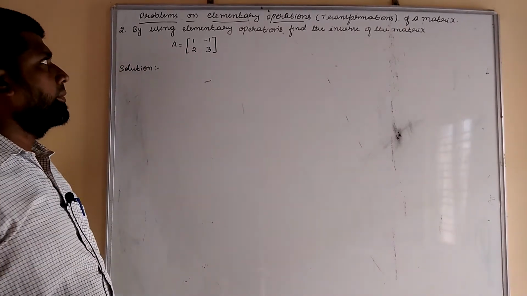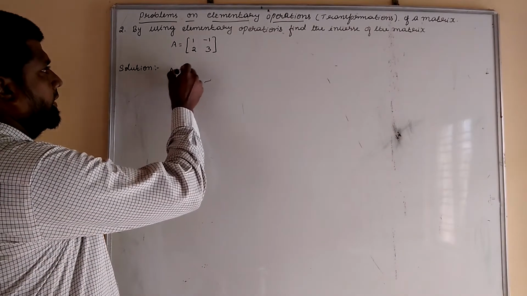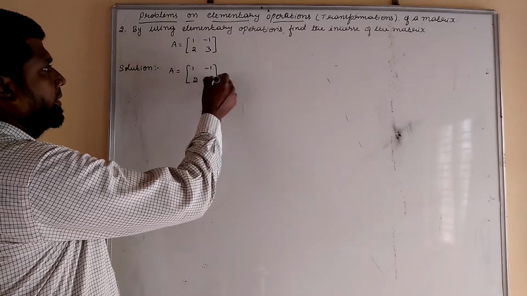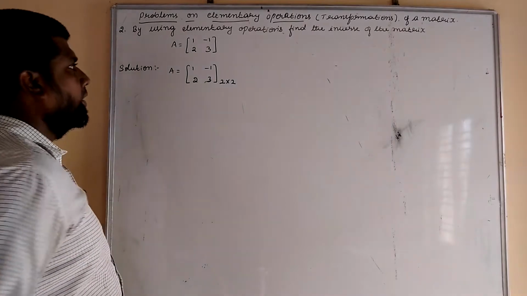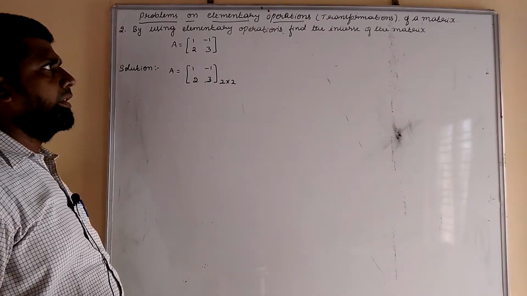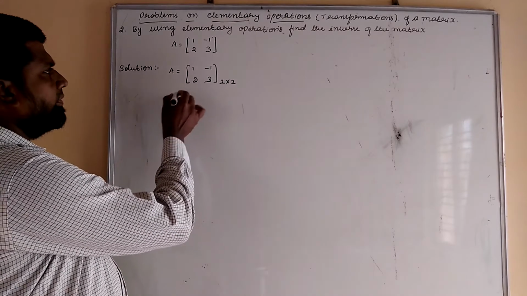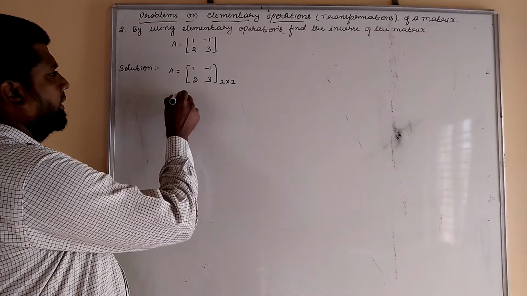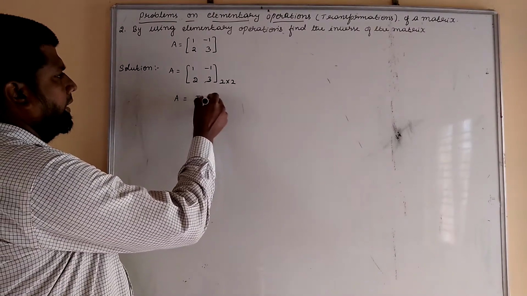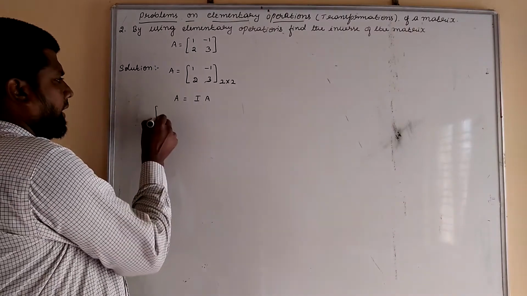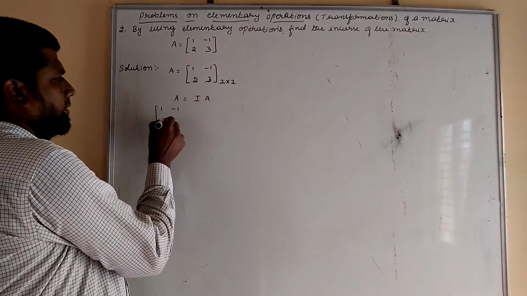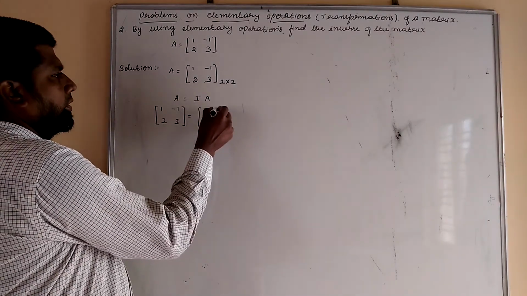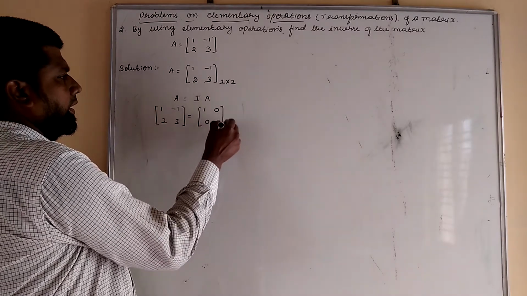By using the elementary operations, he has given the matrix of order 2 cross 2: 1, minus 1, 2, 3. So I have to solve by using the elementary operations. Let us take A is equal to I into A. We know A is 1, minus 1, 2, 3, equal to I, the identity matrix of order 2 cross 2, 1, 0, 0, 1, into A.